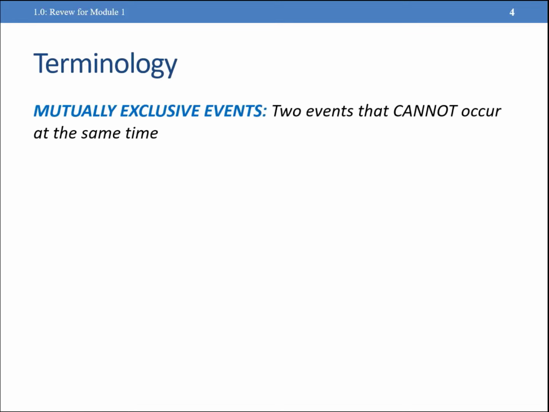Okay, now to start this, we're going to have to brush up our vocabulary, a little bit of terminology. Mutually exclusive events are two events that cannot occur at the same time. An example would be turning right and turning left. Try it. Good luck. It's impossible. You can't turn left and turn right at the same time. You can do one right after the other, but it's a funky dance. You can't do both at the same time.